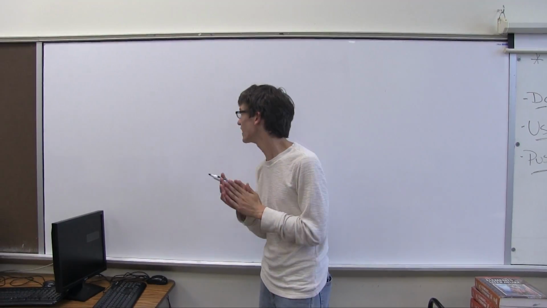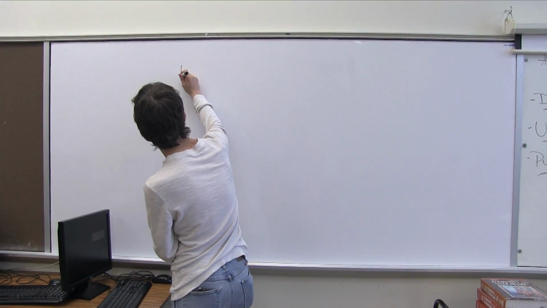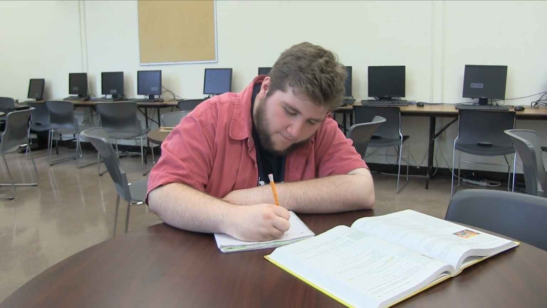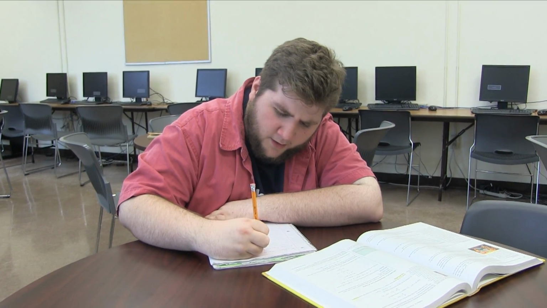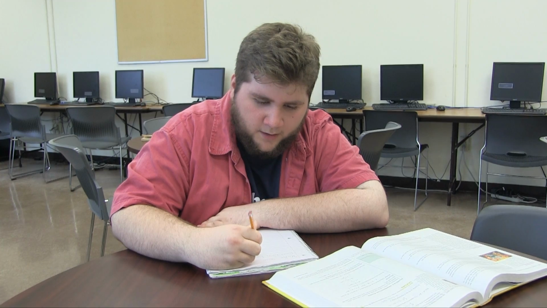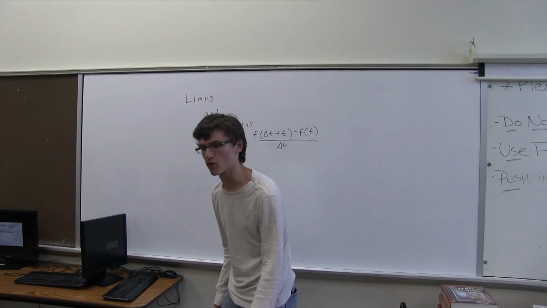Alright class, today we are going to be starting off calculus by learning about limits and continuity. So to begin understanding the concepts of limits, we first must understand that delta y over delta t equals the average rate of change. Winber, is there a problem?